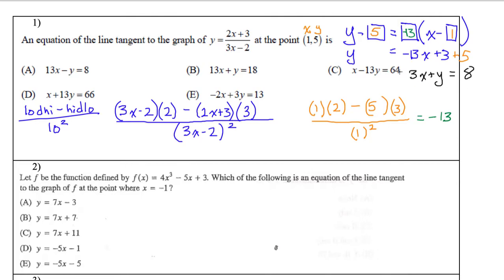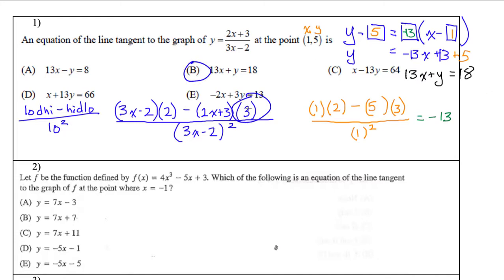13x plus y. There it is. Oh wait, we were messing up still. Oh, because I need to distribute this. This becomes a positive 13 here. Positive 13 plus 5 is positive 18. And finally we get B is our answer.